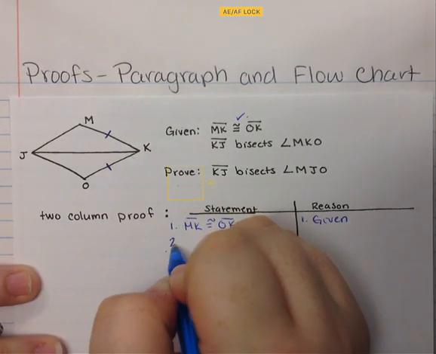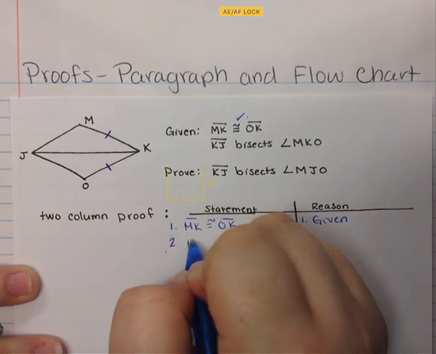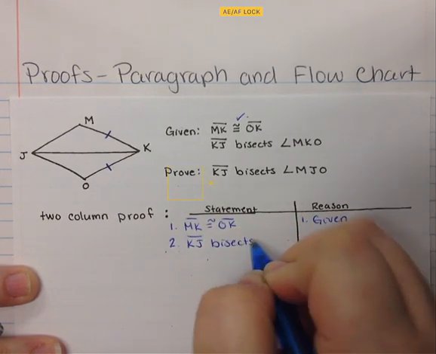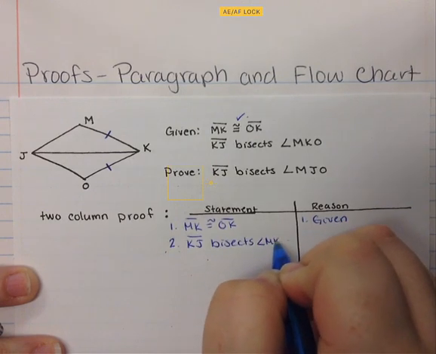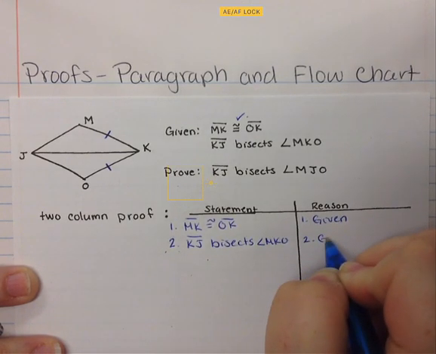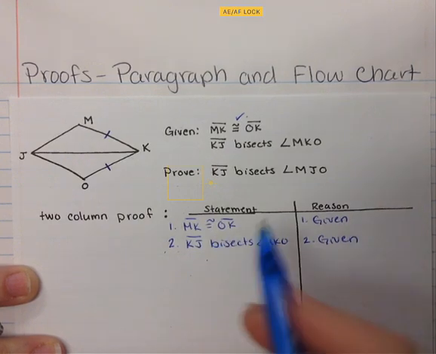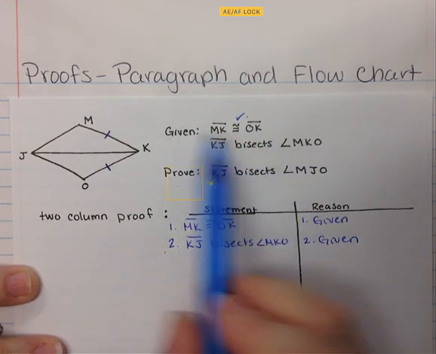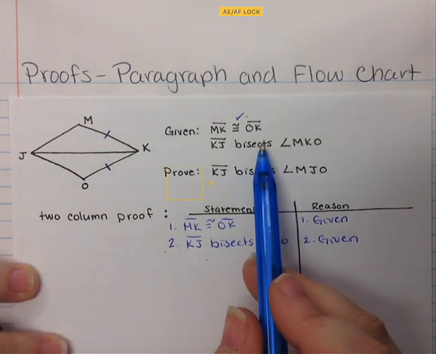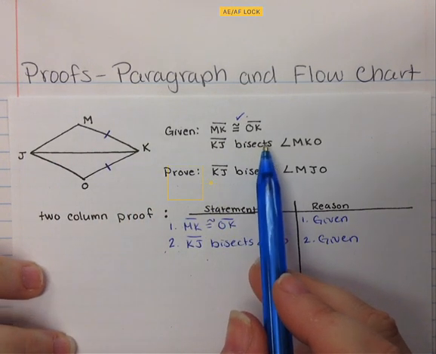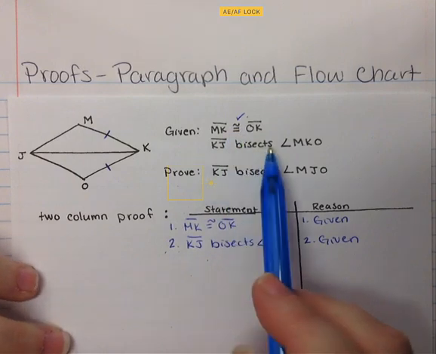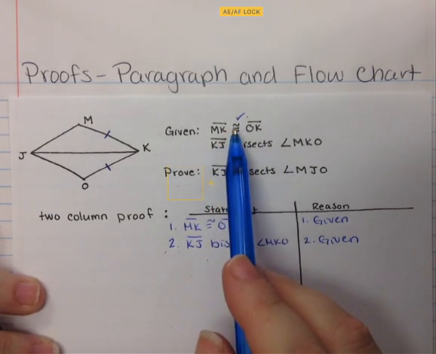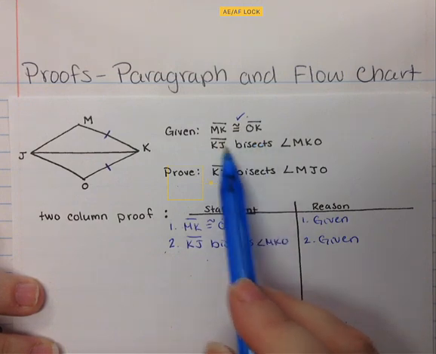Statement 2 says that segment KJ bisects angle MKO because it is given. Now, this does not say congruent, so I cannot mark it on my picture yet. I cannot put a check mark either. So what that means is that I still need to use my given to prove something else. Again, for congruency I can put a check mark; here I cannot put a check mark yet.